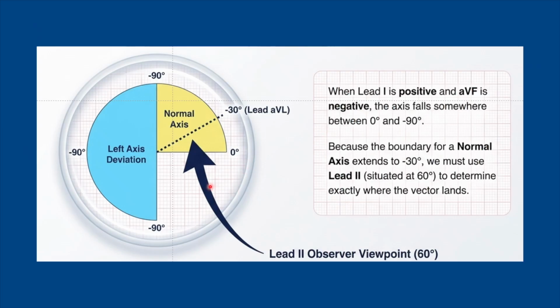As I said, if you have positive QRS in lead 1 and negative, you will go in this direction. So either you are in the normal axis area or in the left axis deviation. How to know? In this case, the second step, you look at lead 2. And if lead 2 is positive, this will take you towards the positive side, which means normal axis. If lead 2 also is negative, like the AVF, it would be left axis deviation.